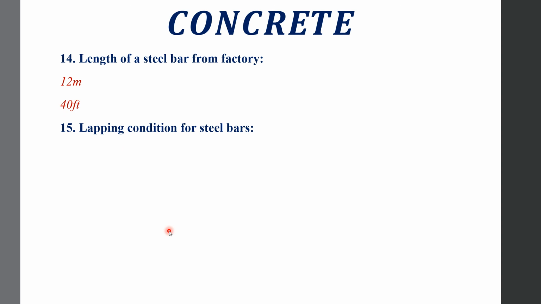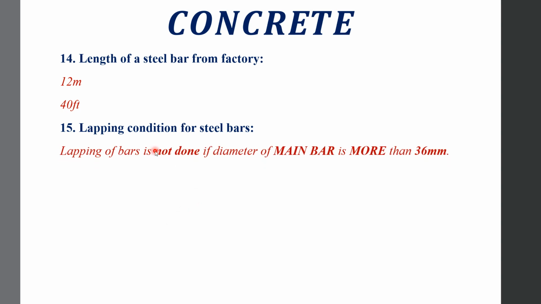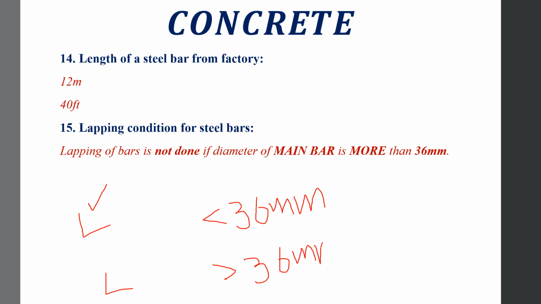Lapping condition for steel bars. What are the lapping conditions for main steel bars? Simply, we will not provide lapping if the diameter of the bar is greater than 36 millimeter. So simply you can read this statement: lapping of bars is not done if diameter of main bar is more than 36 millimeter. It means that if the diameter of the bar is less than 36 millimeter, then simply lapping can be provided. But if the diameter of the bar is greater than 36 millimeter, then lapping cannot be provided in this case.